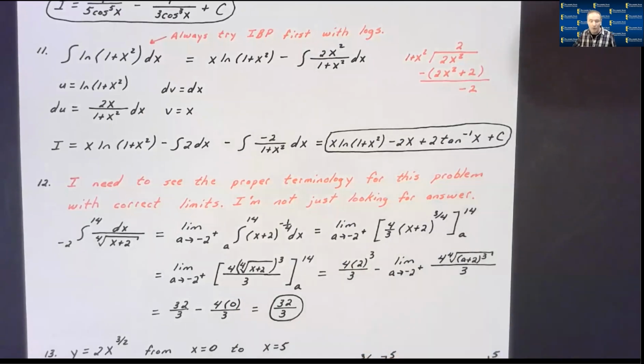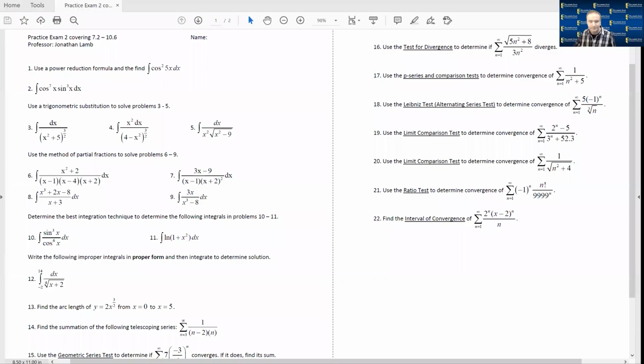Now, for the next problem here, this should start chapter 8. And I just put one problem out of chapter 8. You can tell I wasn't too much of a fan of chapter 8. I didn't think it was that critical. But it does give us one arc length problem. Find the arc length of y equals 2x to the 3/2 from x equals 0 to x equals 5.